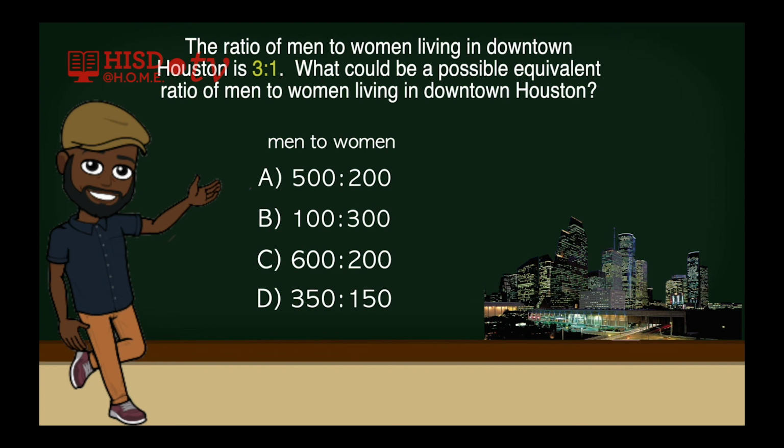Good job, guys. The answer would be C, 600 to 200. And the reason being is when you write 3 to 1 in fraction form, you're actually multiplying both the numerator and the denominator by 200. And so you would get 600 to 200.